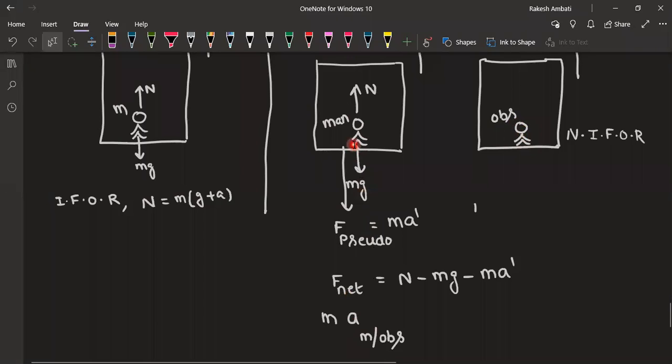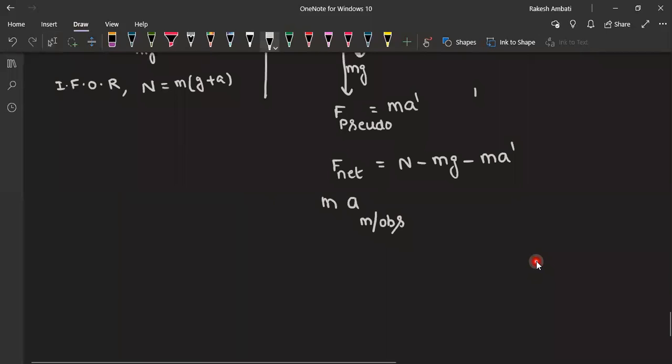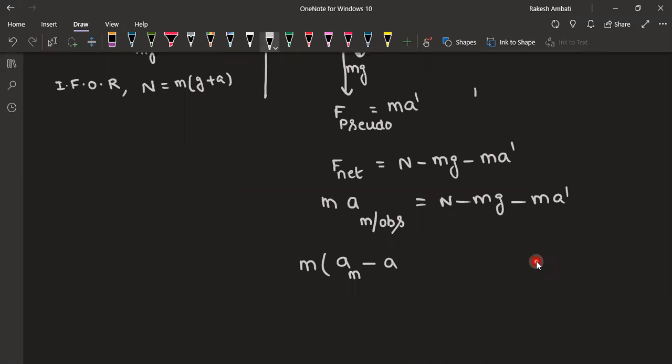So resultant force is equal to mass into acceleration. But whose acceleration are we finding? We are finding the acceleration of the man, but with respect to the observer, because the observer is observing. So man's acceleration with respect to observer equals N minus mg minus ma dash. That implies m into, following relative motion conditions, the acceleration of the man minus the acceleration of the observer equals N minus mg minus ma dash.